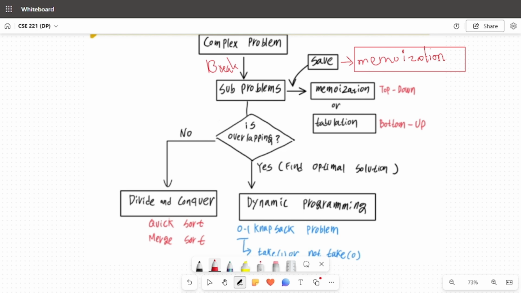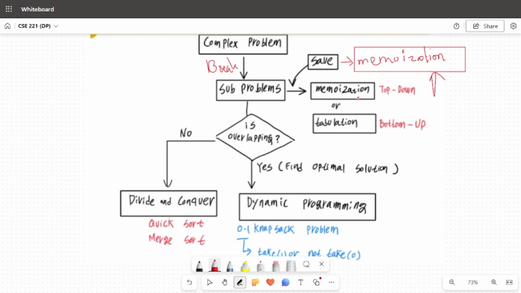So what does our memory do? We store all our things in our memory, right? So it is like a memory of a DP. We will store that solution in that memoization. Now there are 2 types of approach. One is top down and another is bottom up. What is top down? Top down is also called memoization.